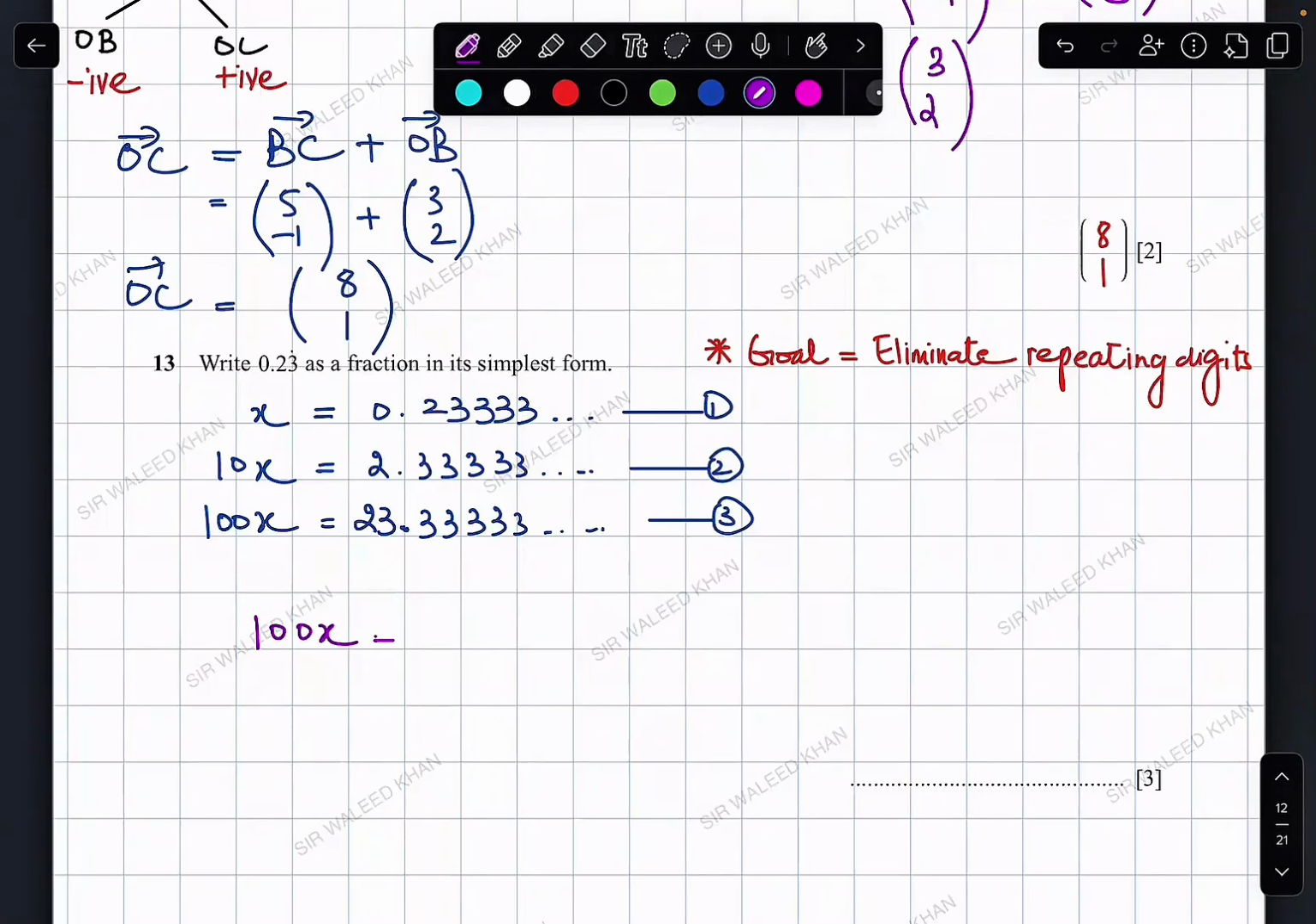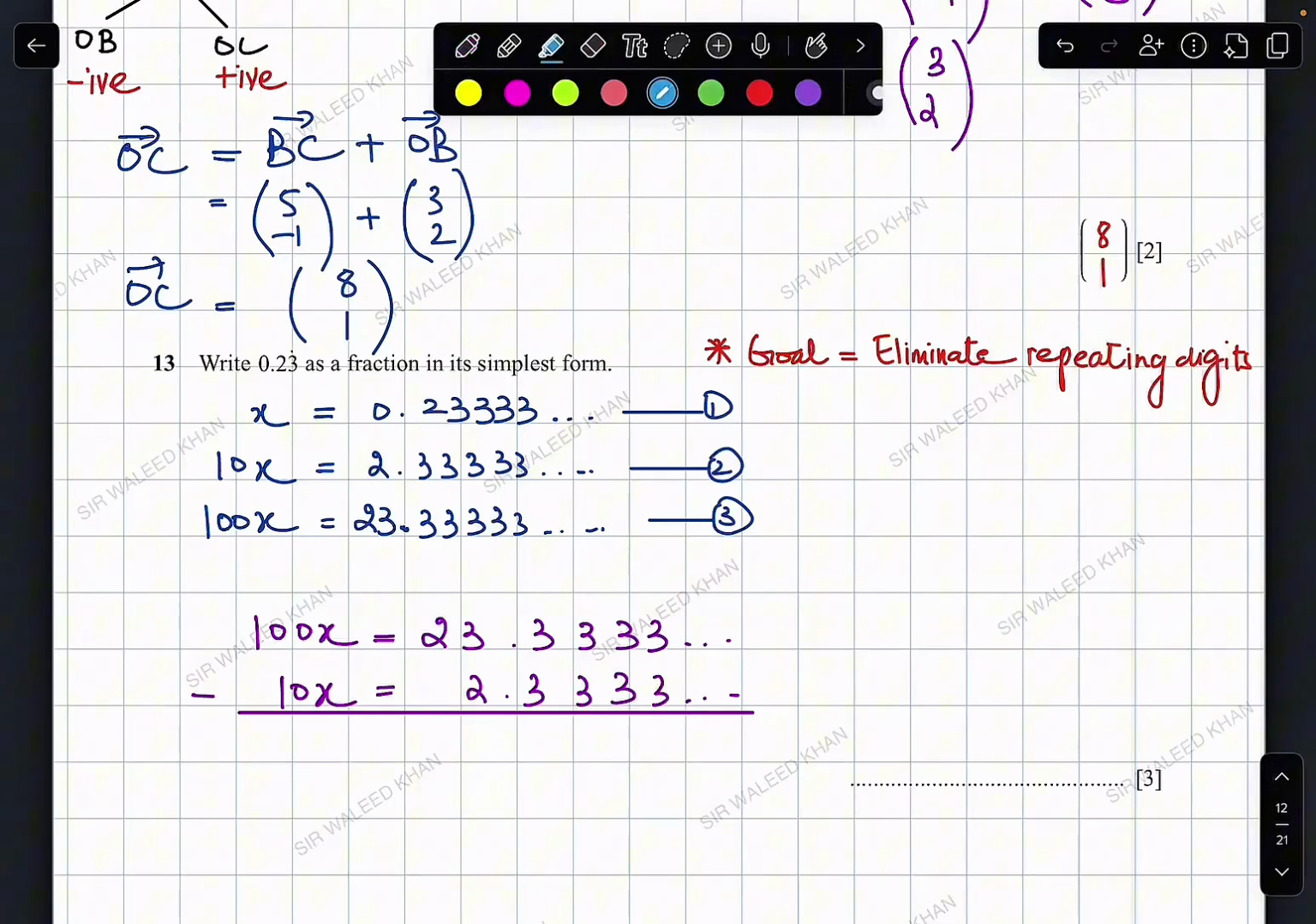So 100x, 23.33, and 10x, 2.33. I can see the recurring digits are aligned perfectly and they will eliminate. So when I subtract them, this will cancel out with this. Okay, that's our goal. So we have 90x over here, and this will be 21.